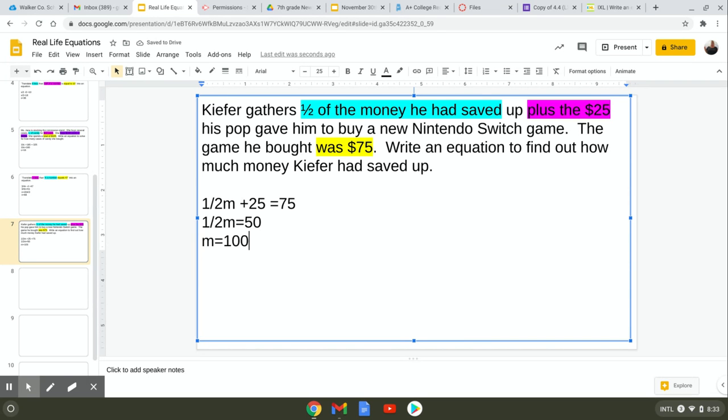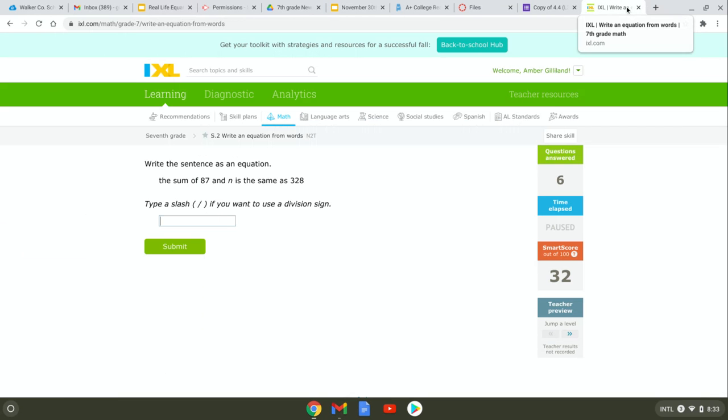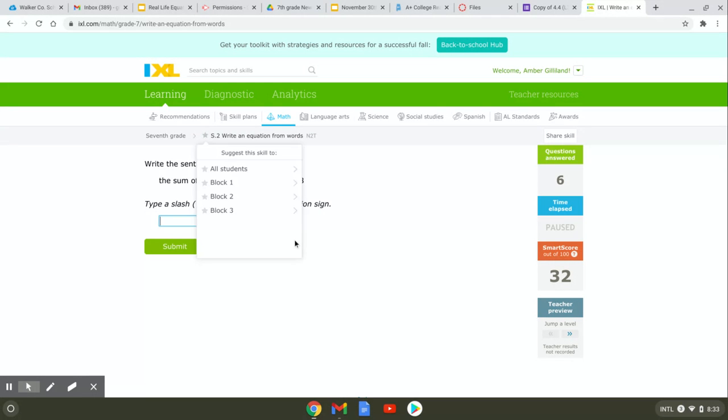So Kiefer had originally saved $100. He added $25. Half of that was 50. So he added $25 to that, and he bought a game for $75. Okay, let's go over to IXL and see how this is going to work. So you're going to go to IXL to practice this, and this is S2 in 7th grade, S2, and I'll go star it so you'll see it when you log in. Okay, so it's going to give you things like this.